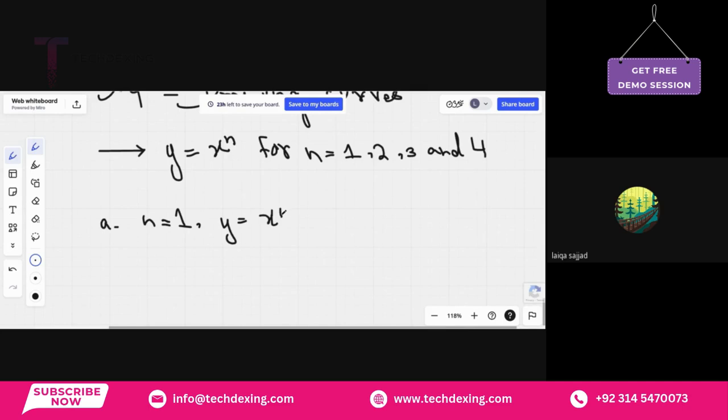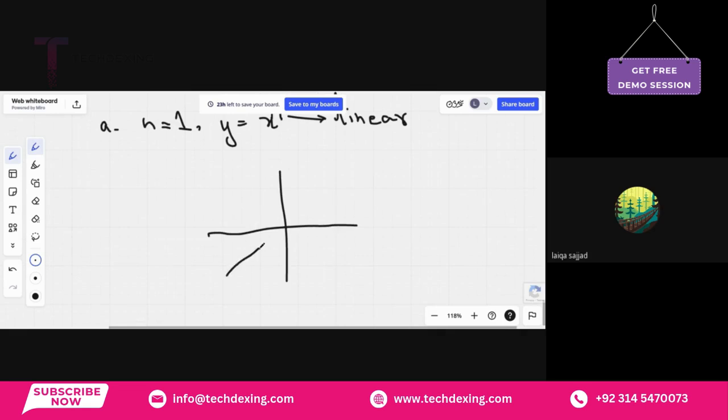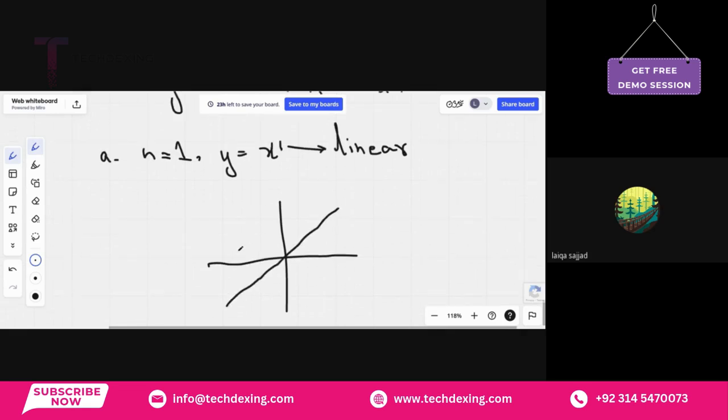Which type of equation is it? What do we call it? Is it linear, quadratic, cubic? It's linear. Yes. Whenever we have a power of 1, it's a linear equation. And for any linear equation, the graph would always be a straight line. So it would be like this. This is the simplest form of graph, when the highest power of the variable is 1. This is the graph that we will get.